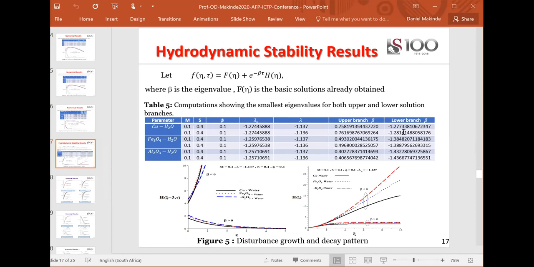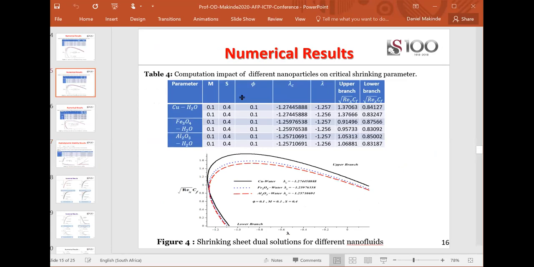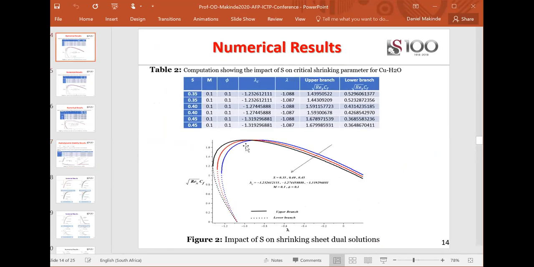The lower solution branch is unstable because it gives us the negative eigenvalue, and if you put negative, it will diverge. The one that converges makes the disturbance go to zero and gives us the basic solution, which is observed in engineering experiments. That is the upper solution, which means the solution you get in the experiment is this.